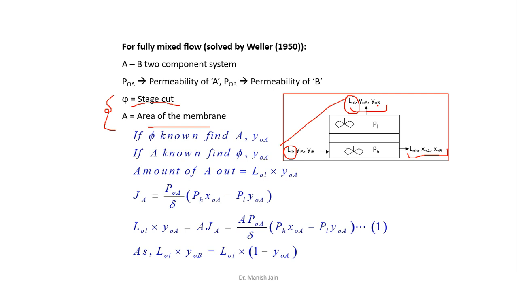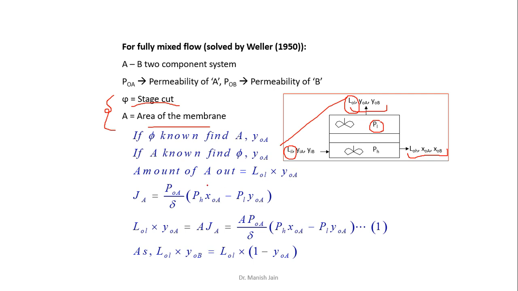Now here PH is the pressure inside the feed channel, and PL is the pressure inside the permeate channel. LIL is the mass feed flow rate, which is given in kg per second. LOL is the permeate flow rate, and LOH is the rejected flow rate, the flow rate in the rejected stream.